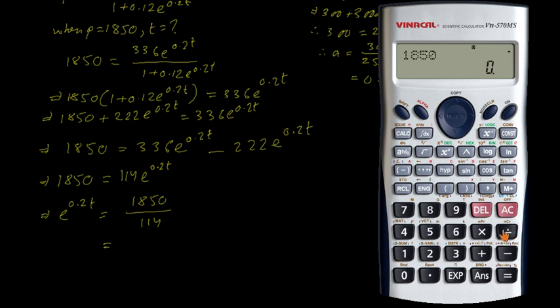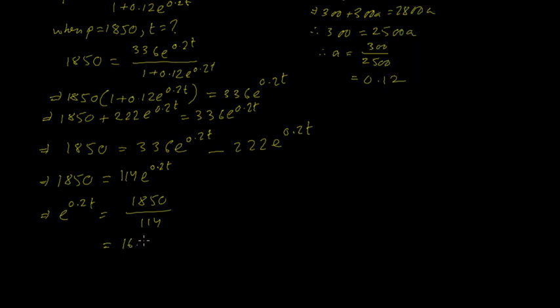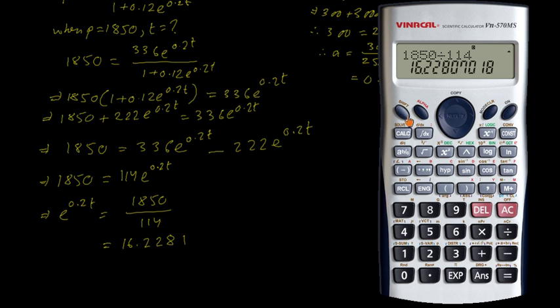So this would be 1850 divided by 114. It would be 16.2281. So 16.2281, that would be the value.